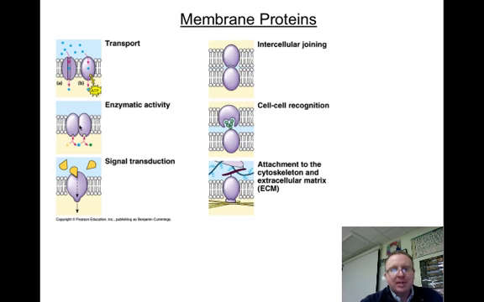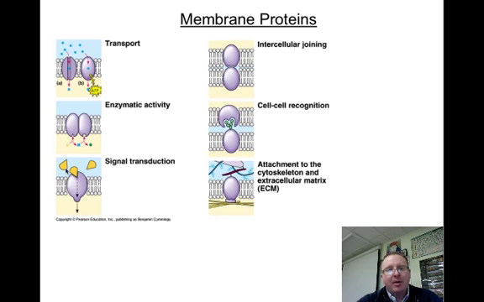Some proteins on the surface of the membrane are involved in enzymatic activity. And we know that enzymes are involved in making chemical reactions occur more quickly. So certain enzymes might be involved in breaking down chemical substances to allow them to more freely pass into the membrane. Down here, signal transduction is one way that cells are able to communicate with their external environment or with other components of an organism.